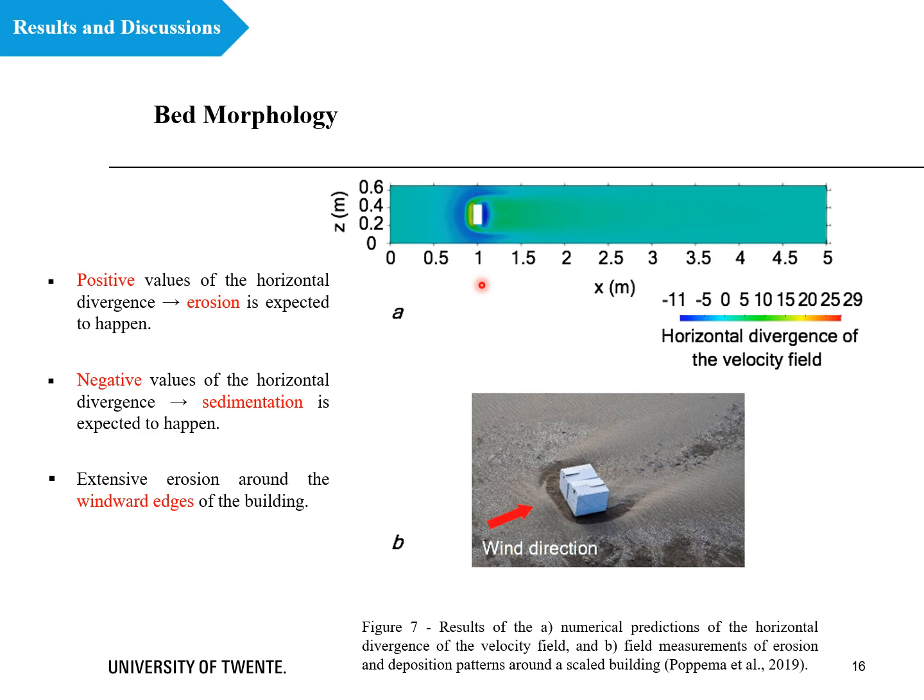There is a horseshoe-shaped area in front of the building with negative values of horizontal divergence here, where it is expected to see sedimentation in those areas, and this is exactly what happens in the field here. Downwind of the building and between the two tails of the horseshoe-shaped area here, the positive values of the horizontal divergence increase the possibility of erosion in those areas, and again, this is the same pattern as in the field.